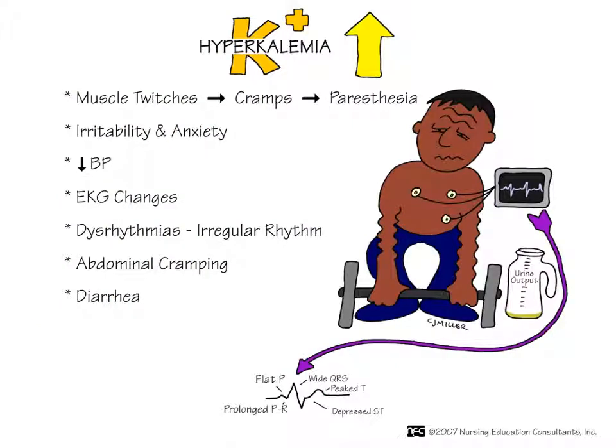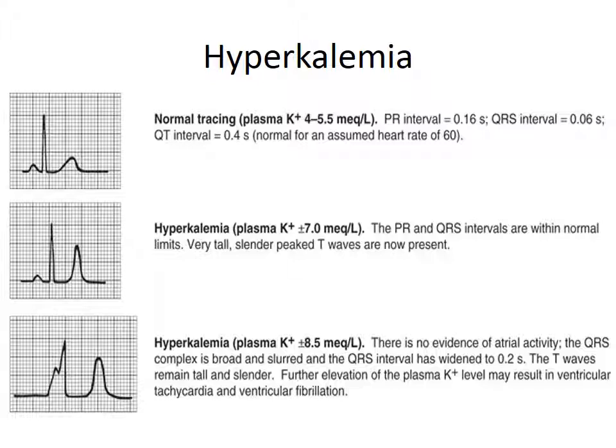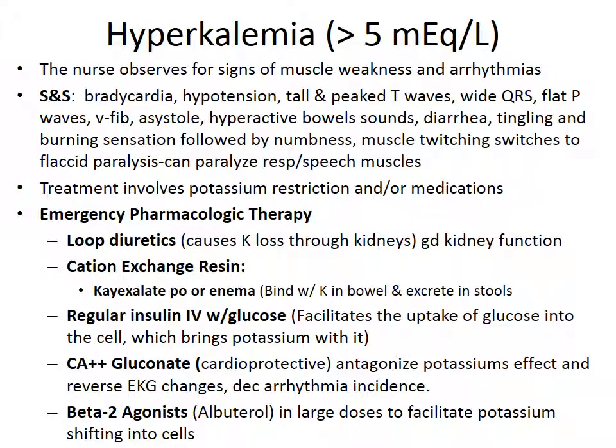Here are some of the signs and symptoms of hyperkalemia and the manifestations on the EKG monitor. In hyperkalemia, you'll often see that tall peaked T wave, or you'll see a wide QRS. Both of these are indicative of hyperkalemia if the monitor has been hooked up correctly. The nurse observes the patient with hyperkalemia for signs and symptoms of muscle weakness and arrhythmias.